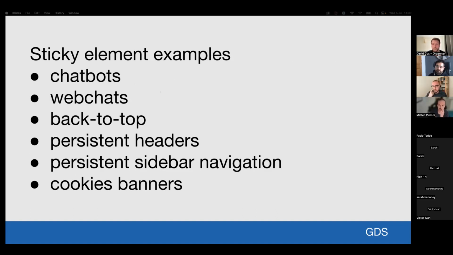So for sticky elements, I've got a bunch of examples on screen. Some of the most common pieces where we get infractions, I suppose, are chatbots or web chats, those little floating ones that say, how can I help you? Back to top buttons often will be made sticky. Cookie banners often will be made sticky as well, either to the top or the bottom of the page. And then there's sometimes things like sidebar navigation, where you've got a table of contents on the side, and as you scroll through the page, it stays stuck to that same place on desktop.